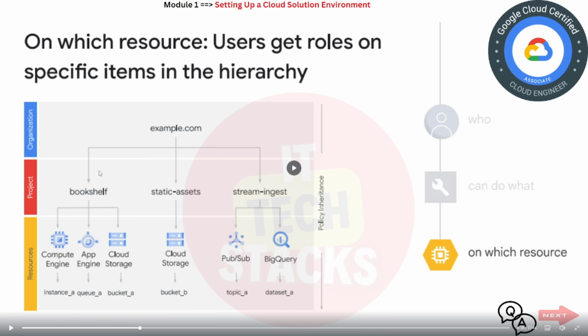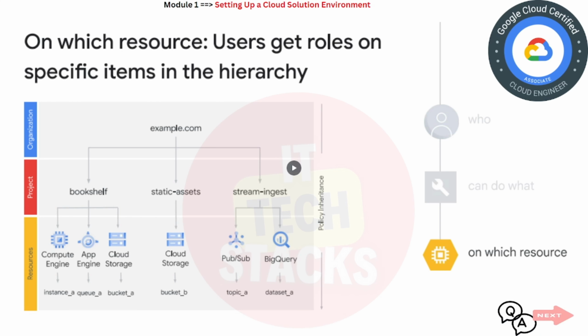Some Google Cloud resources let you put policies on individual resources too. For example, for a Cloud Storage bucket, you can apply individual policies. And policies are inherited downwards in the hierarchy. I hope that is clear for everyone, how the hierarchy is, and question number 2.